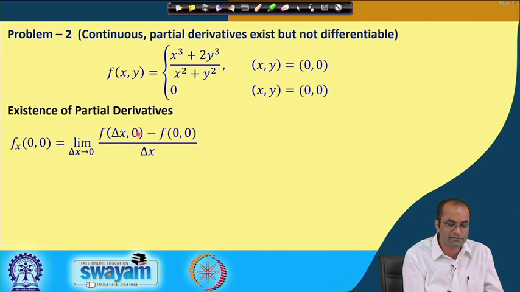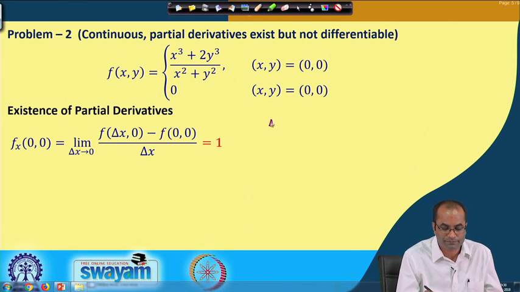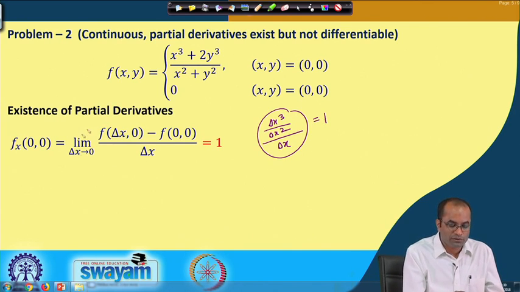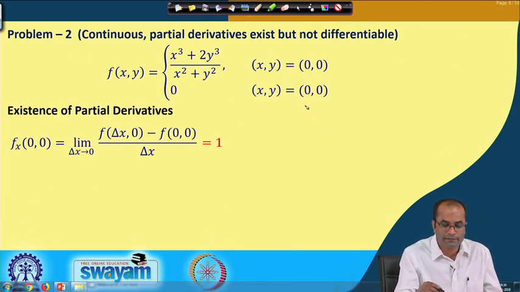So, f(Δx, 0). Here, if you put y = 0, we will get Δx cubed over Δx squared, and this is f(0, 0). And this Δx squared is also there. So we will basically get this limit as 1, because f(Δx, 0) will be Δx cubed over Δx squared, and then 1 over Δx from this definition. So this will be 1. So this limit is 1.